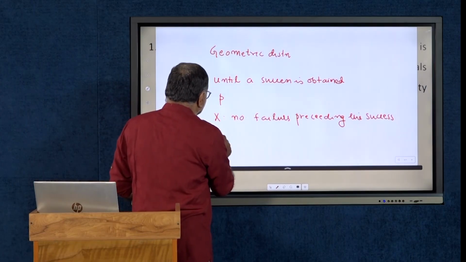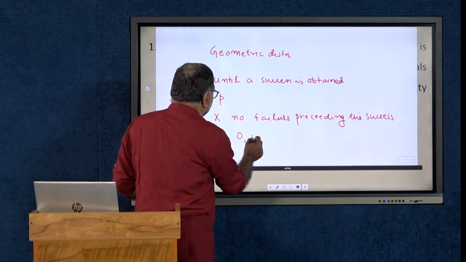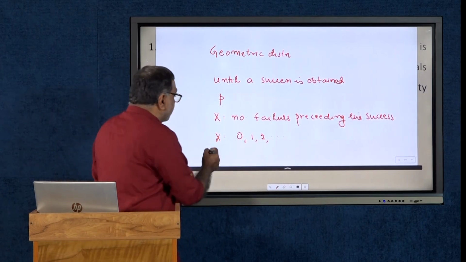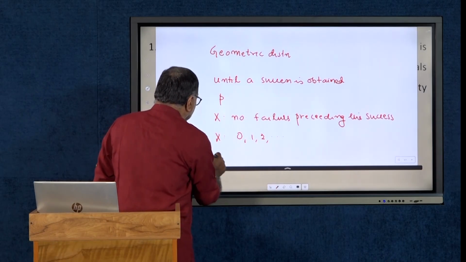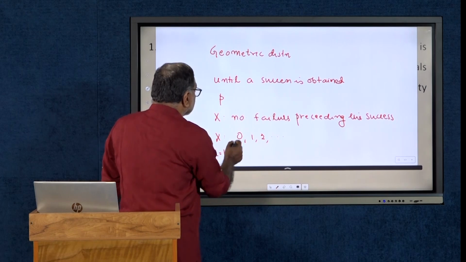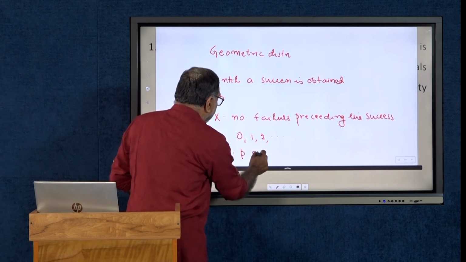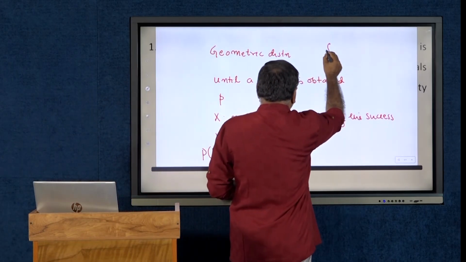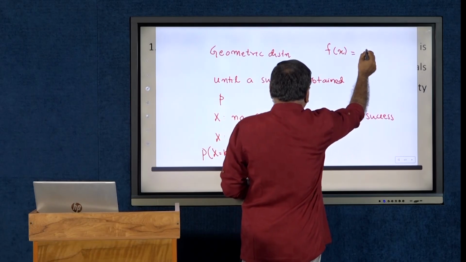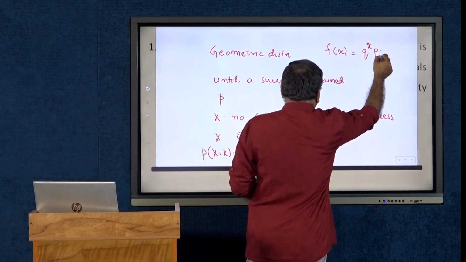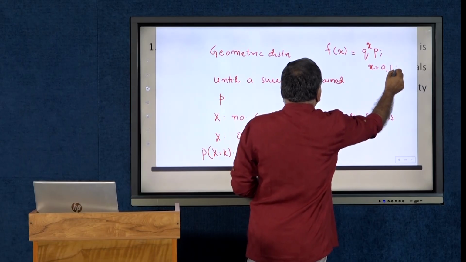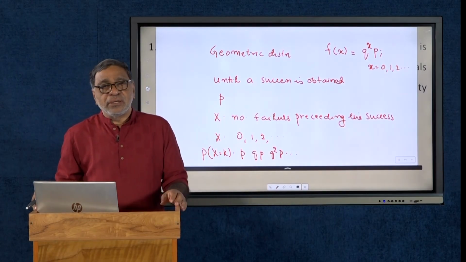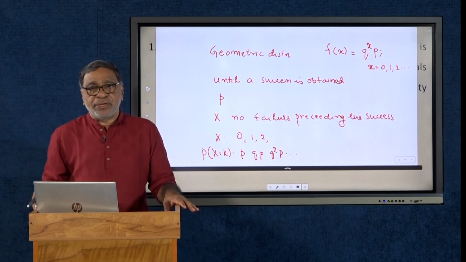If x is the number of failures preceding the first success, these are the possible values of the random variable x, and the corresponding probability values are p, qp, q square p, etc. So, for this random variable, we have the value q power x into p, where x is equal to 0, 1, 2, etc. This was the distribution we defined earlier for the geometric random variable.